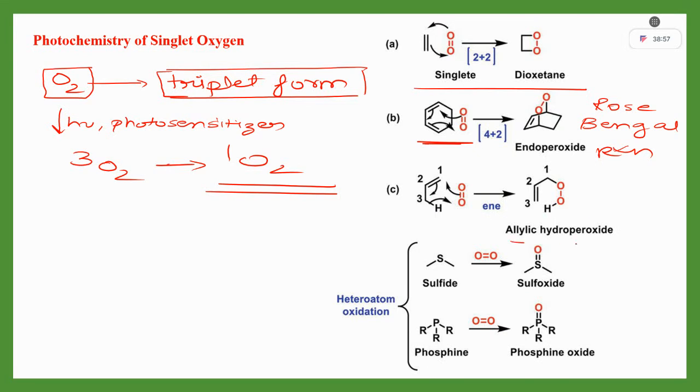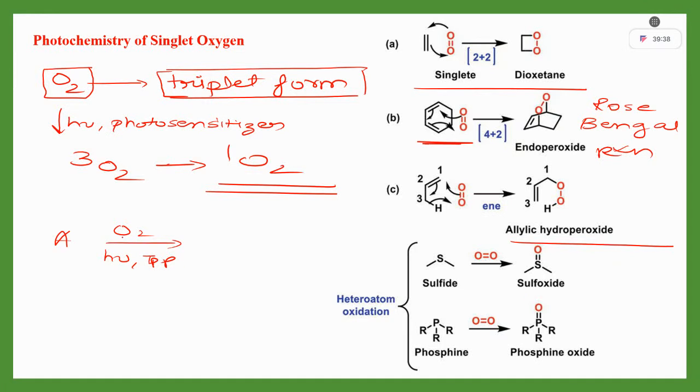This is your allyl hydroperoxide. And there are some additional miscellaneous reactions in which sulfide and phosphine, on reacting with molecular oxygen in the singlet state, can undergo oxidation. So in the exam, they can ask you in this way. On the arrow they will write O2, h nu, or let's say TPP. TPP is nothing but your photosensitizer that will change this molecular oxygen found in the triplet state.